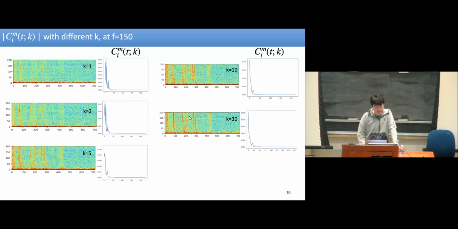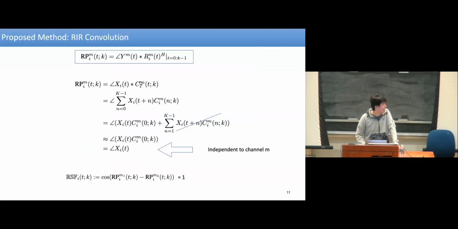Because of this nice property, if we take ci back to the formula of RP and convolve xi with this ci, we can ignore all the residual parts in the ci sequence and only consider its first frame. Then by calculating the phase of this summation, we only calculate the phase of the first term, which is xi times ci0. As I said, ci0 is a real number, so the phase of it is just the phase of your clean speech.